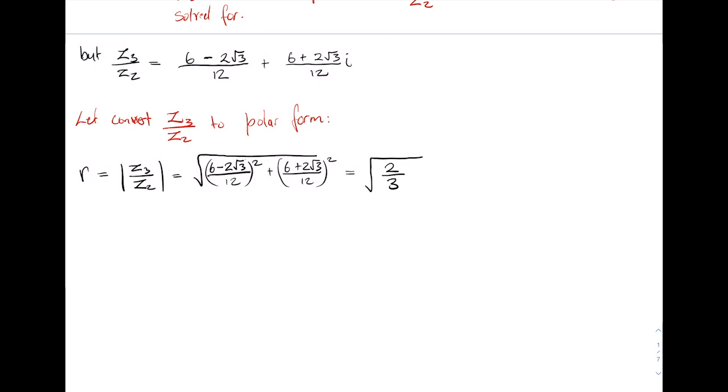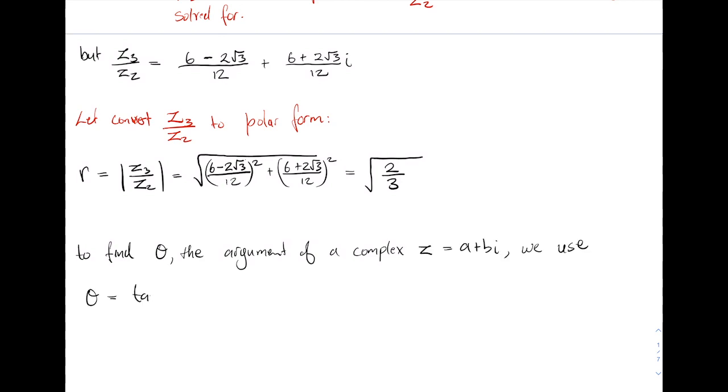Then we have to move on to find the argument. To find the argument theta of a complex number z equals a plus bi, we use the formula theta equals tan inverse of b divided by a.